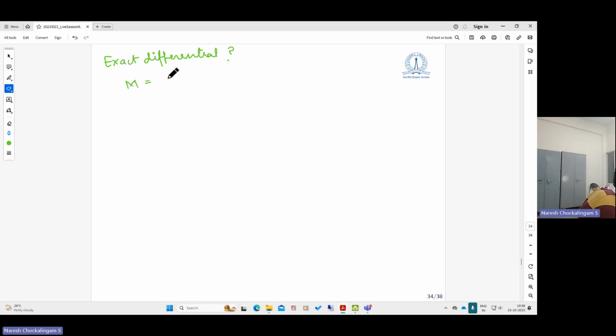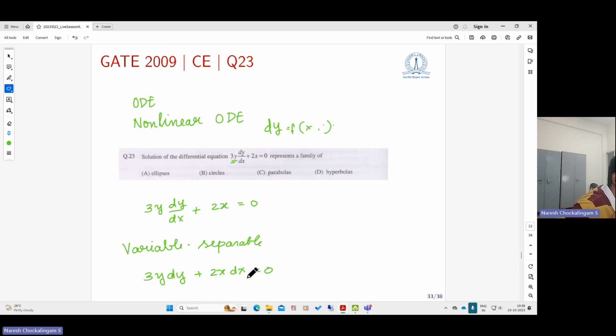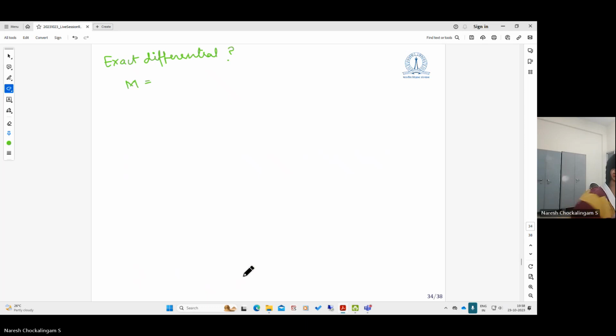Let m be what is multiplying dx. It is 2x. So dx is multiplied by 2x. So m equals 2x, n equals 3y. And we have an equation of the form m dx plus n dy equal to 0.